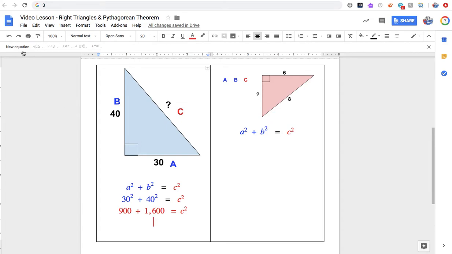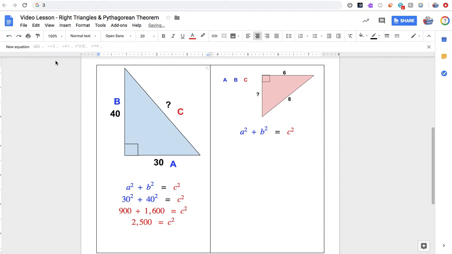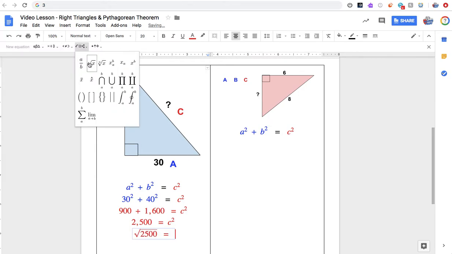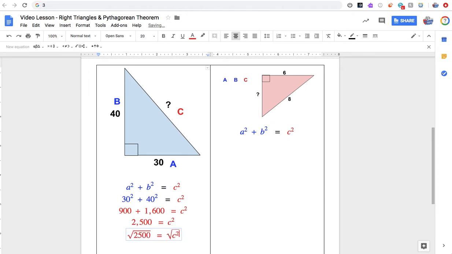Welcome back. The first step, which you all should have seen, we need to add 900 and 1600. That gives us 2500. So our equation transforms and becomes 2500 equals c squared. The last step that we need to perform here is we need to somehow get rid of this exponent of 2. We need to do the inverse operation of squaring c. And the inverse operation of squaring c is to take the square root. So on both sides of my equation, I'm going to apply a square root.